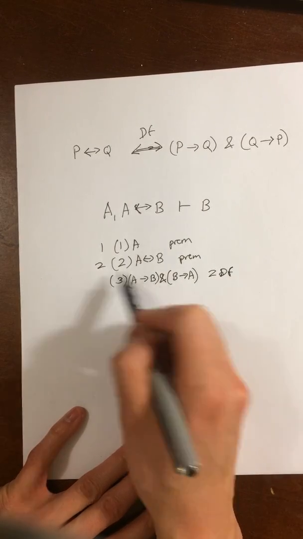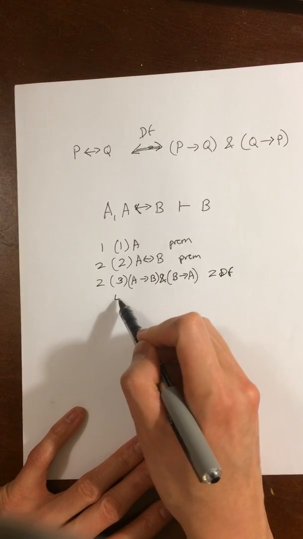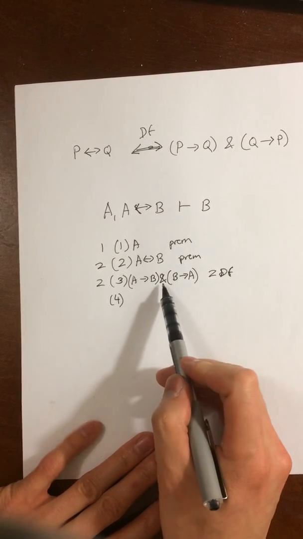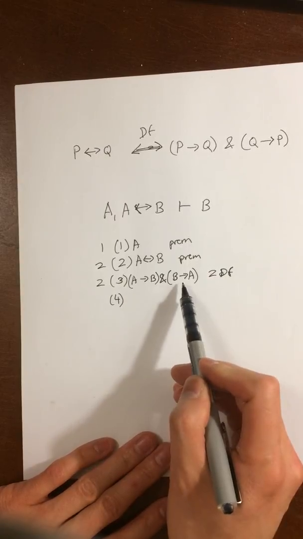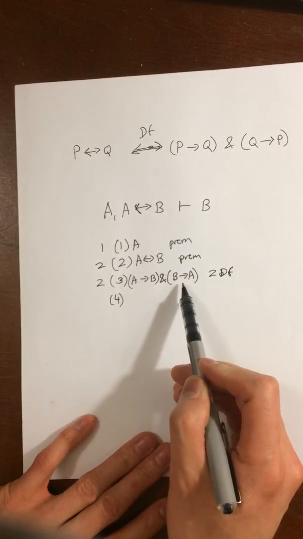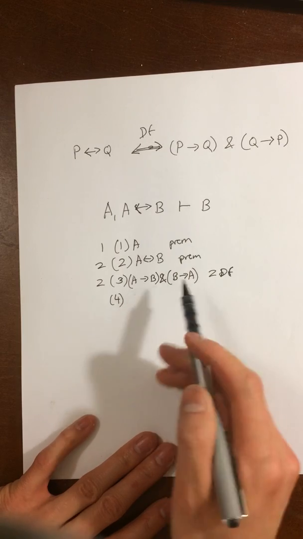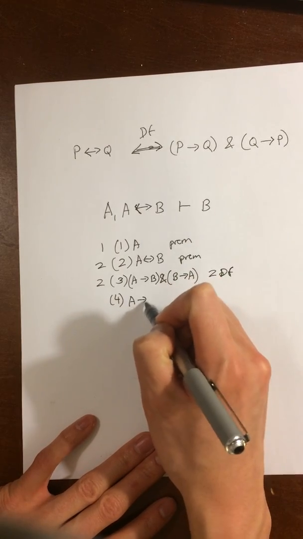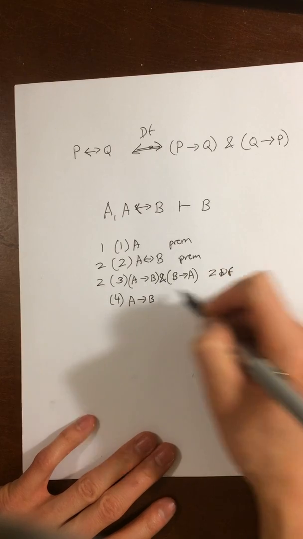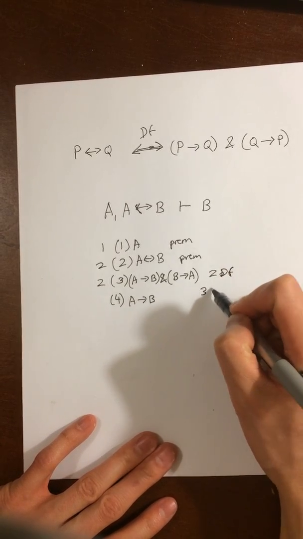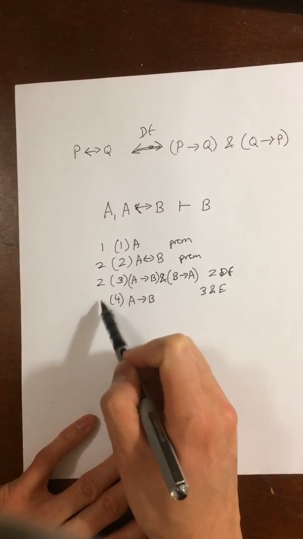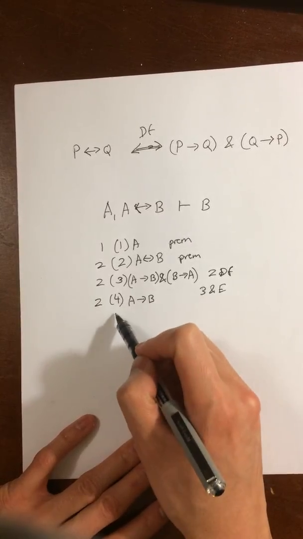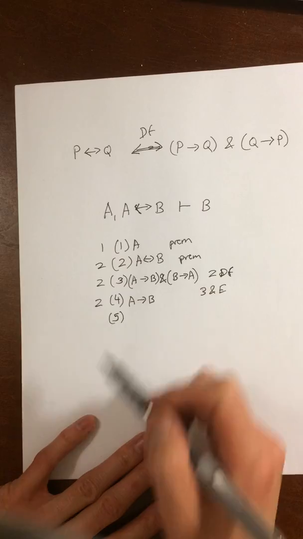Okay, so this is 2. And then on 4, since this is now a conjunction, we can pull either one of these out. So it looks like the one that's going to be the most useful is the one on the left, right? So A arrow B, we can extract from 3 by conjunction elimination, and that will just come from 2.